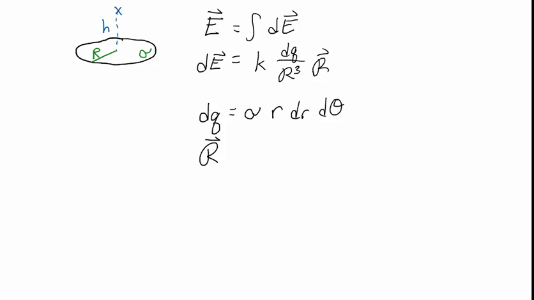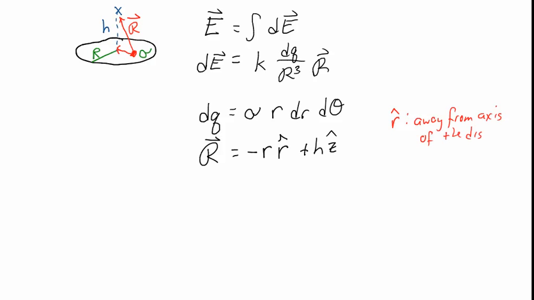R vec is equal to minus, again, as we talked about in class, minus r hat plus h z hat. So if we draw a little picture of a sample point on the disk like that, that's r vec. To get from this source point to the target point, I need to go back to the origin. Now, r hat, remember, is a unit vector which points away from the axis of the disk. So negative r hat points towards the axis.